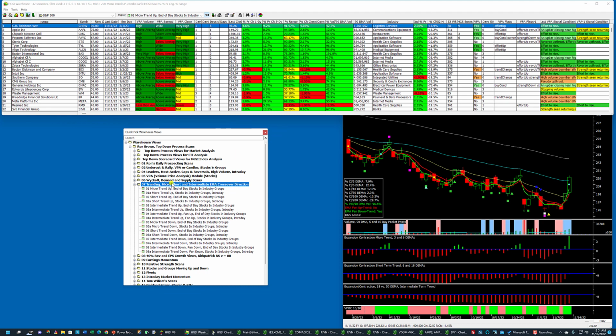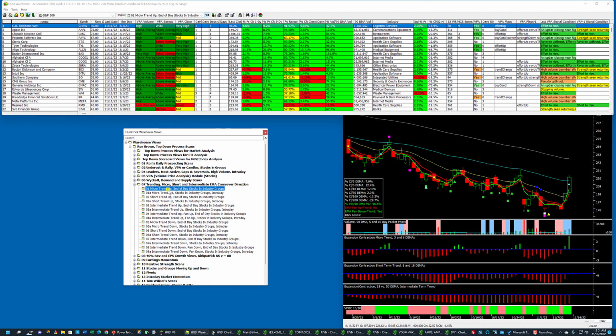Now these correspond to the histograms over here. This is a micro trend where the 3 is above the 6 or below the 6. This is 6 and 18, and this is 18 versus 50. Now the way I've set this up is that I'm starting with the micro trend.